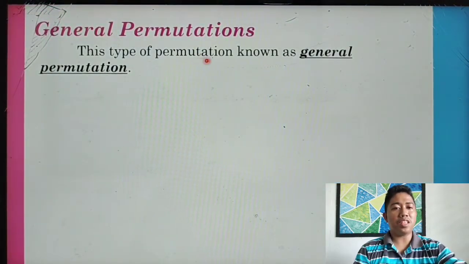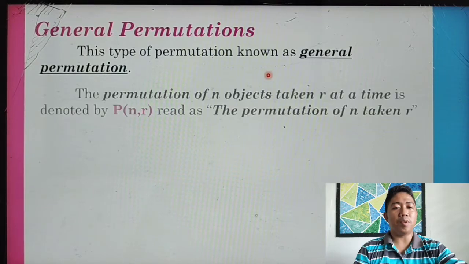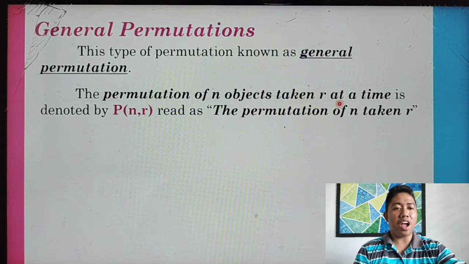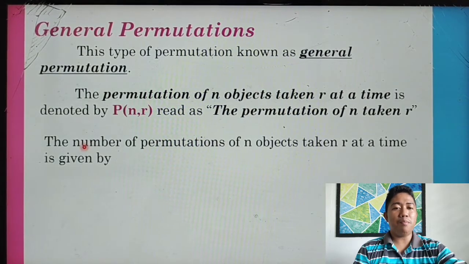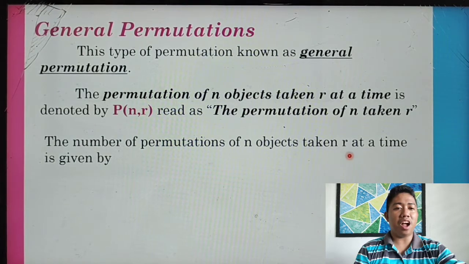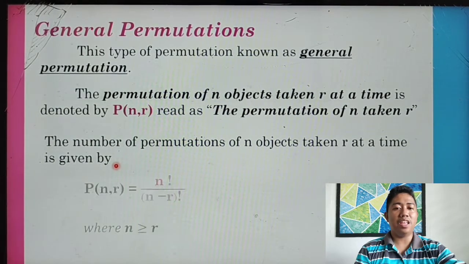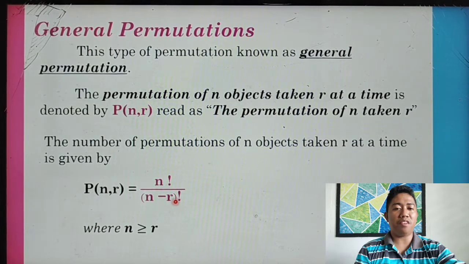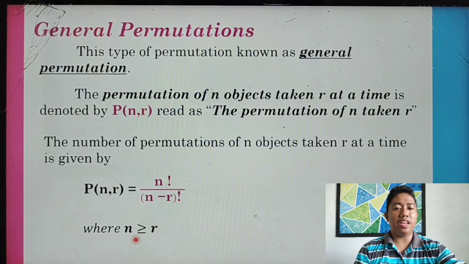This type of permutation is known as the general permutation. The permutation of n objects taken r at a time is denoted by P(n, r), or permutation of n objects taken r. The number of permutations of n objects taken r at a time is given by the formula: permutation of n taken r is equal to n factorial over (n minus r) factorial, where n is greater than or equal to r.